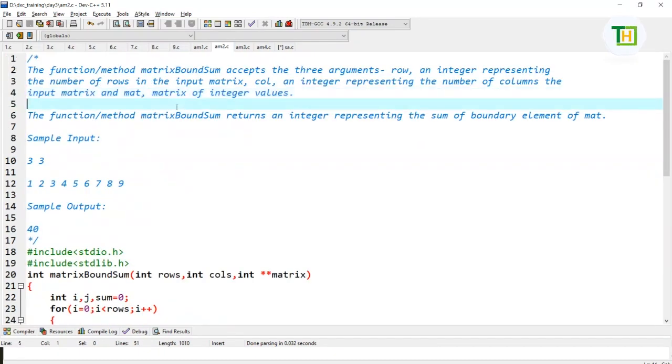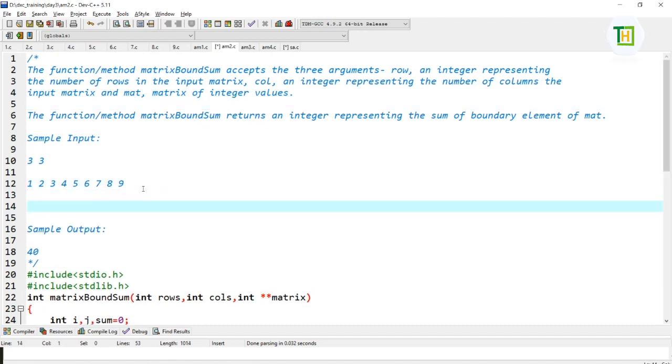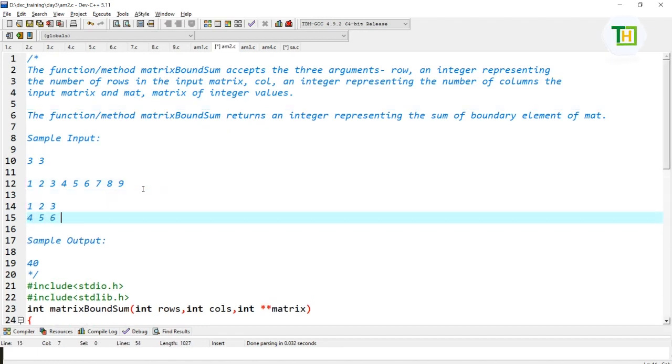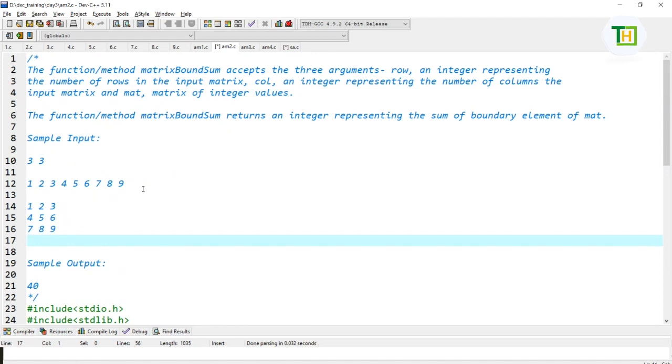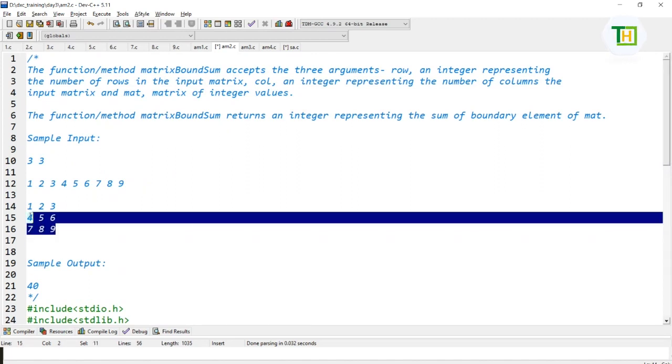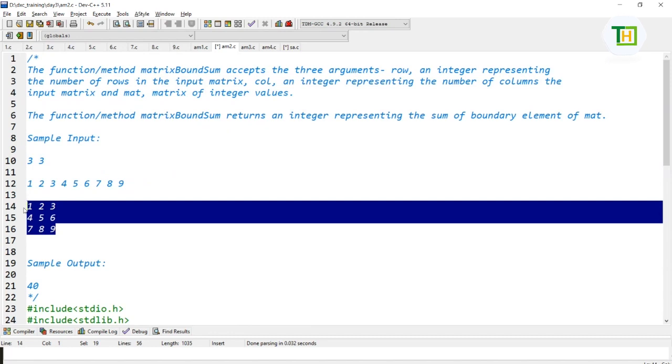And moving to the next question, the function boundary sum accepts the arguments row, column and the matrix. What we have to find here, for example, this is a 3 by 3 matrix. That means like this: 1, 2, 3, 4, 5, 6, 7, 8, and 9. This is the matrix. 3 by 3 means the values are going to be like this, and we have to add the values which are in the boundary here.